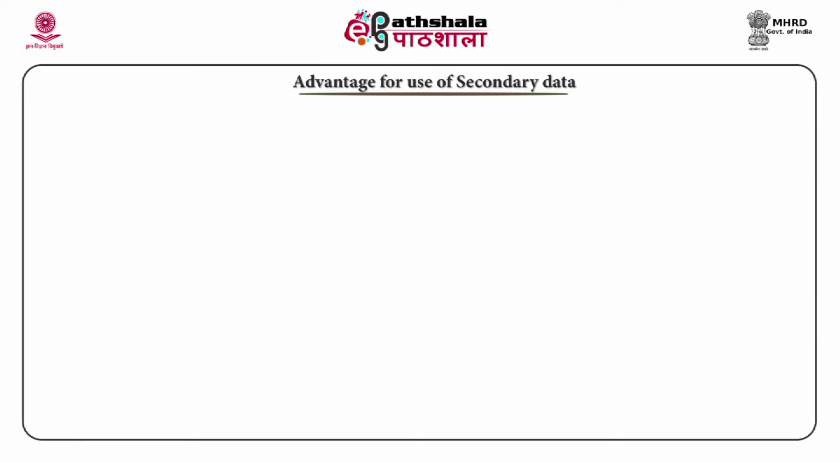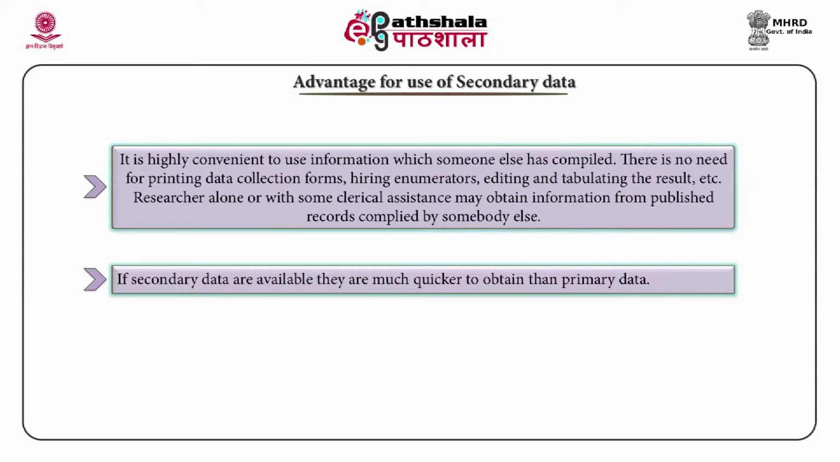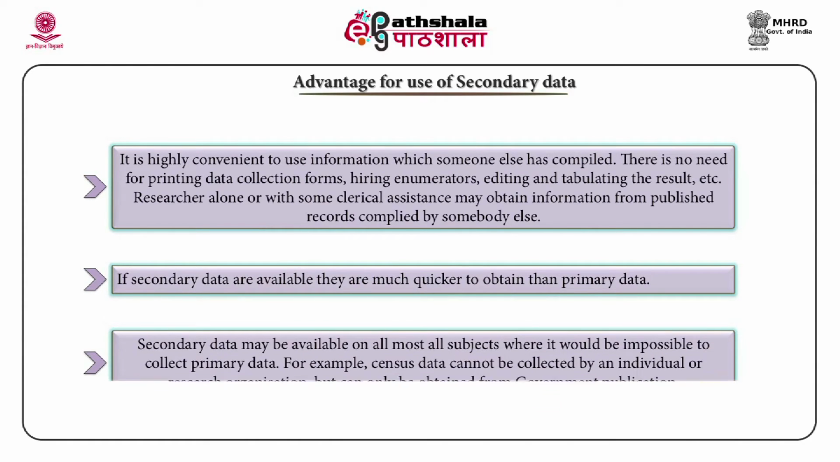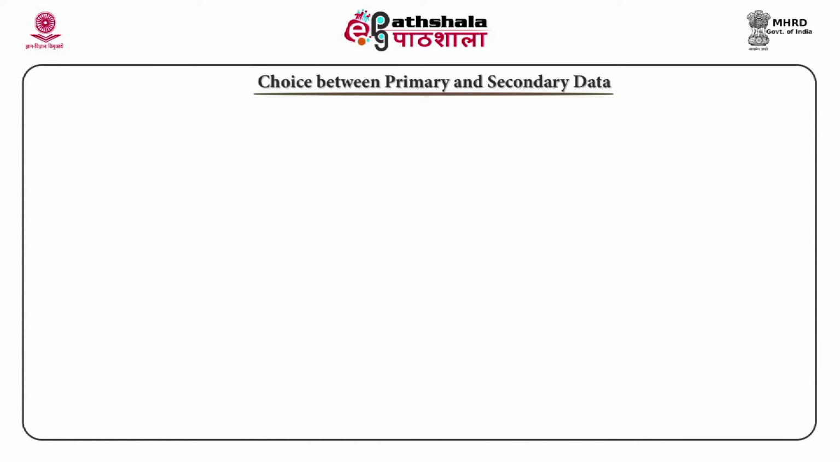Advantages for use of secondary data. First, it is highly convenient to use information which someone else has compiled. There is no need for printing data collection forms, hiring enumerators, editing and tabulating the results, etc. Second, if secondary data are available, they are much quicker to obtain than primary data. Next, secondary data may be available on almost all subjects where it would be impossible to collect primary data. For example, census data cannot be collected by an individual or research organization, but can only be obtained from government publications.